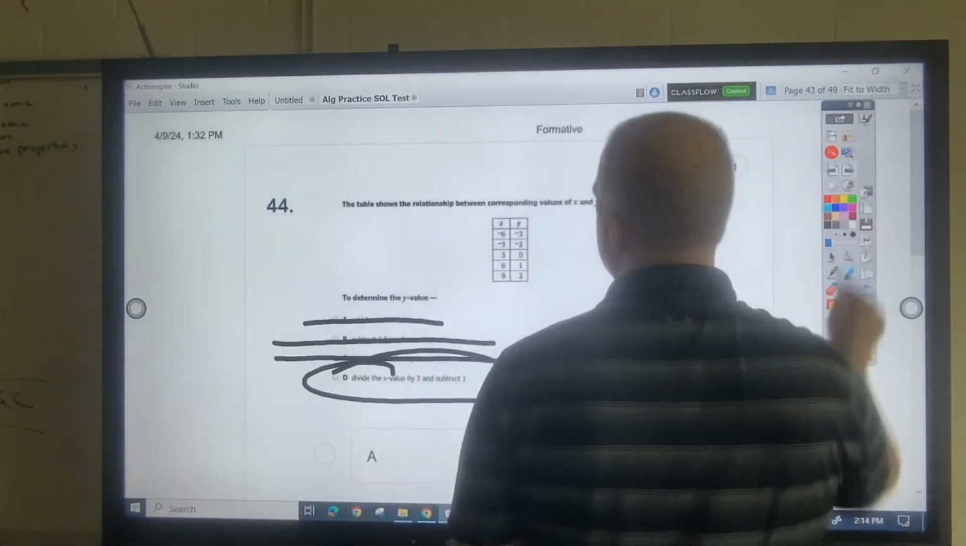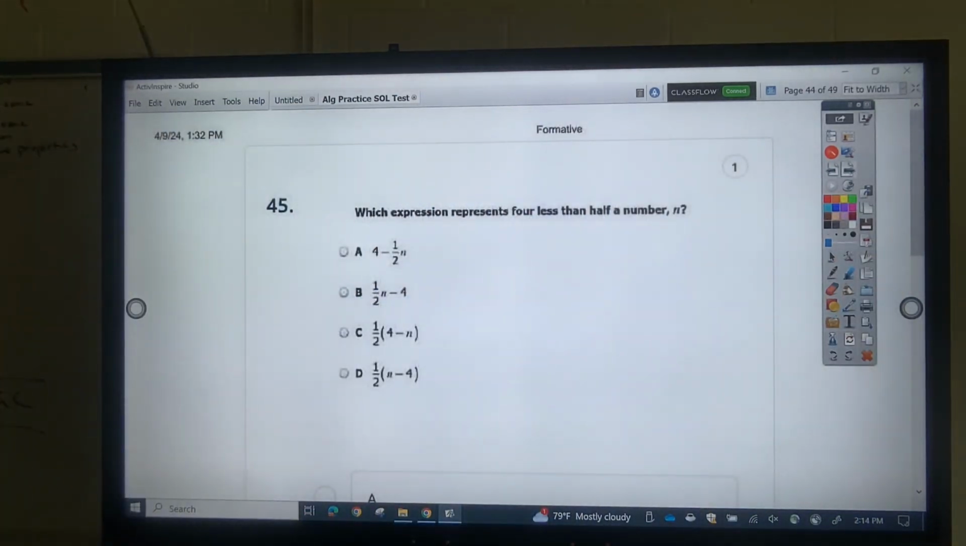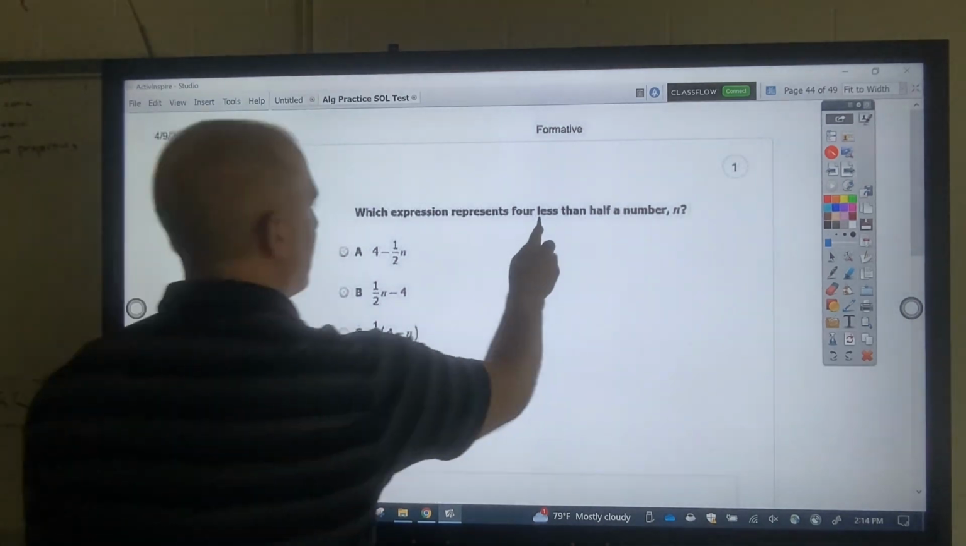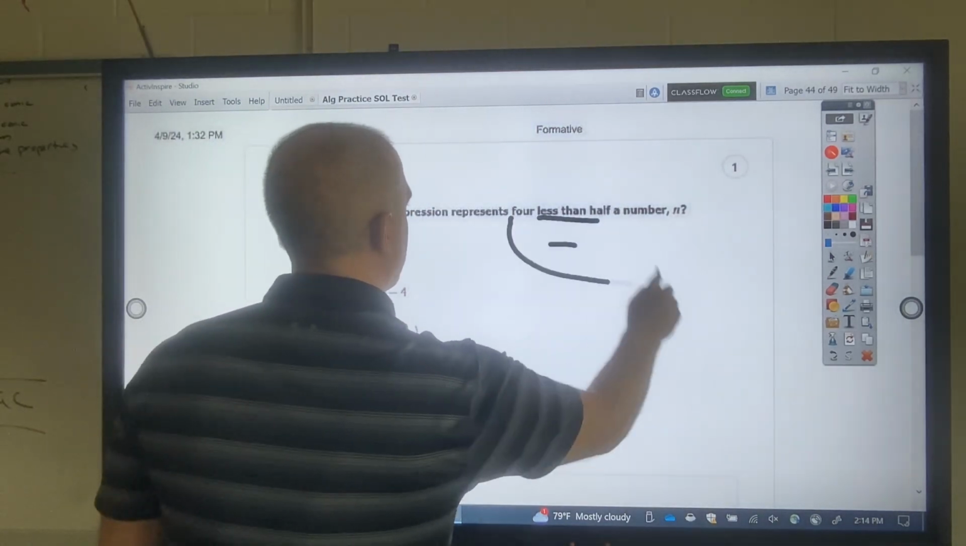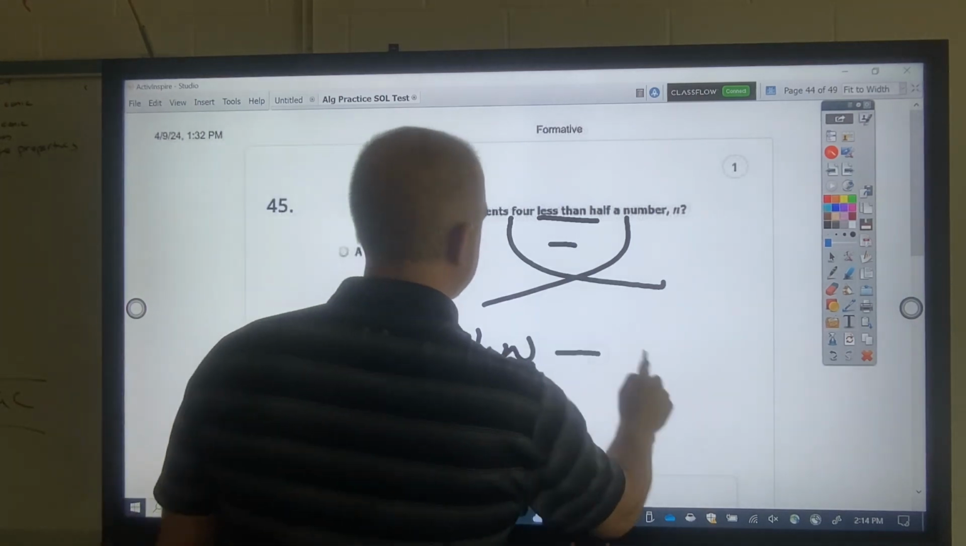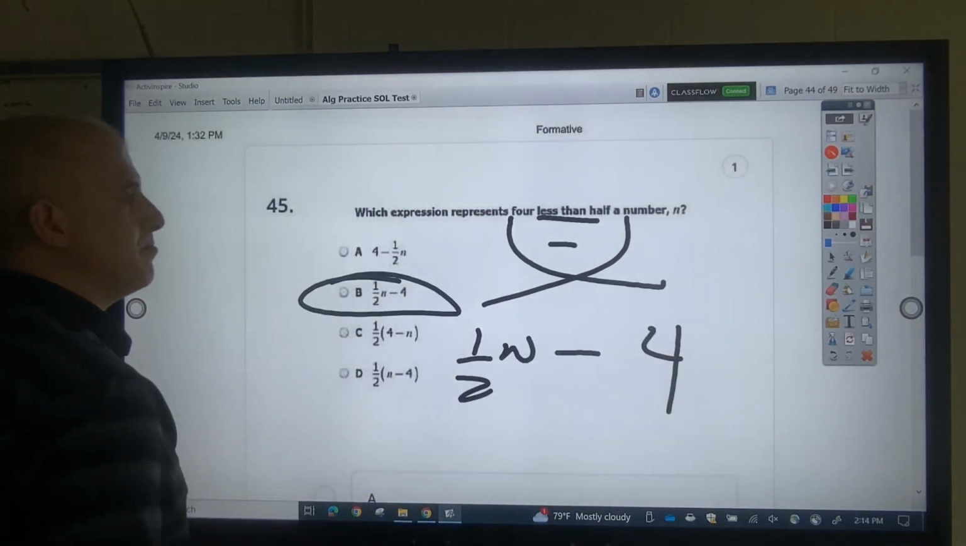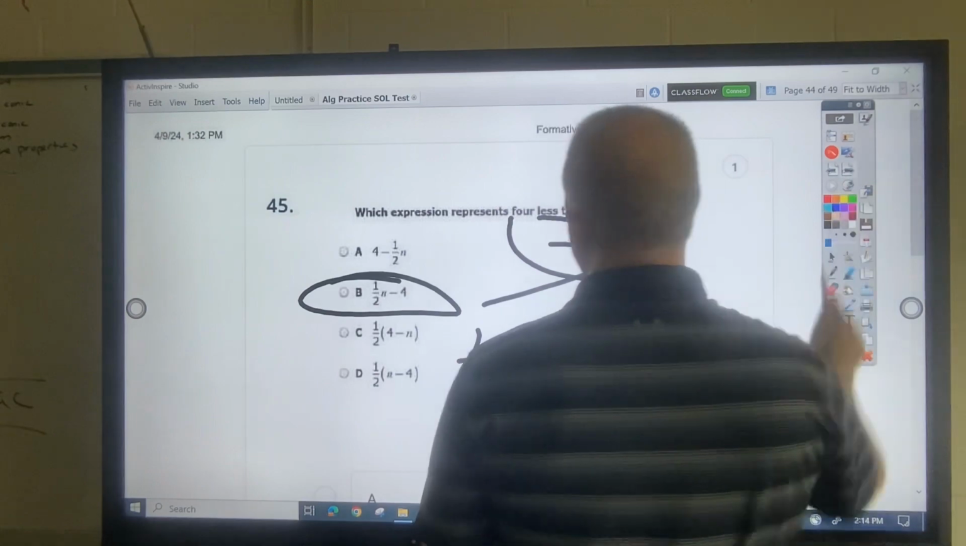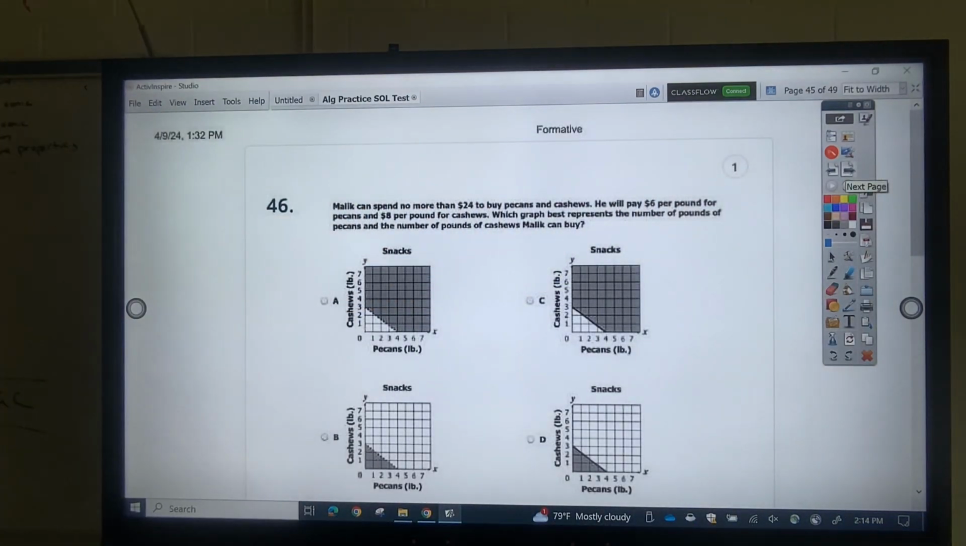45 should be next. Okay, all right, we've done this one before. The big thing, less than, is minus, but you have to flip the order. So the 1/2 number goes this, it's minus with the 4 here, that is B. Okay, all right, some of you might be able to move that to a level 1.